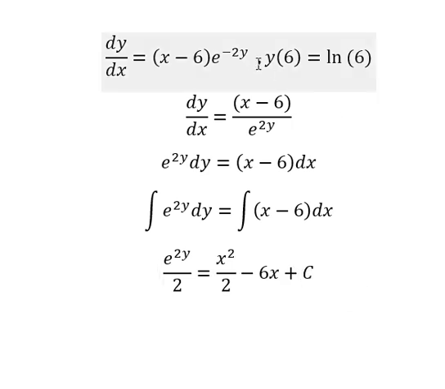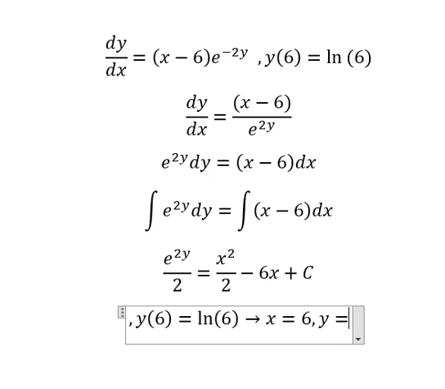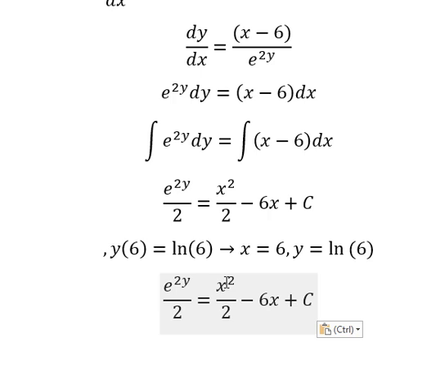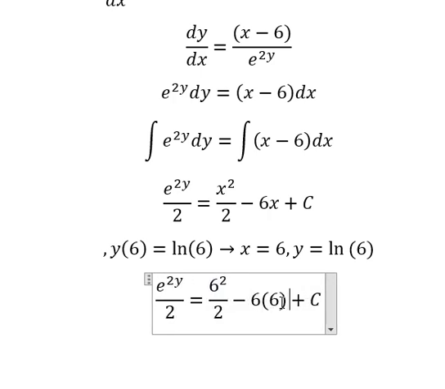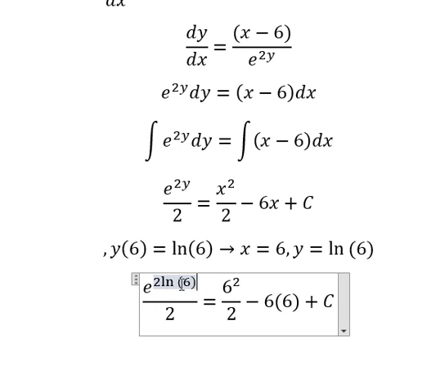Now, we have the conditions. That means when s equals 6, y equals ln 6. So we put 6 here and here, and ln 6 here. So, we can find the value of c.